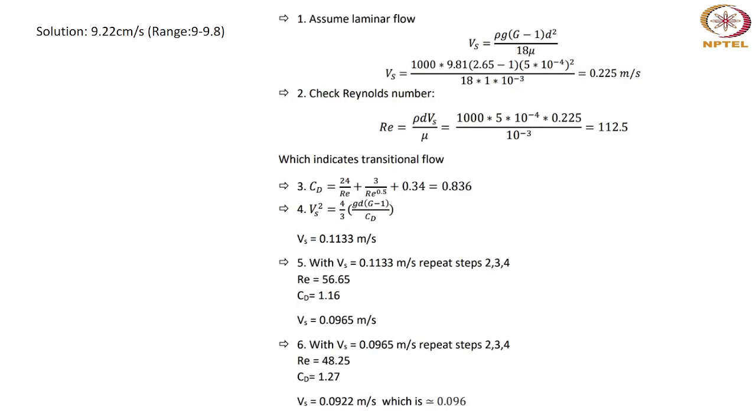Okay, so it was not mentioned. That's why we are doing this check. We are checking this Reynolds number. I'm getting 112.5, right? Yes. And then what happens is we are doing this.